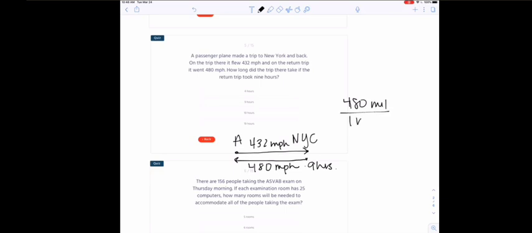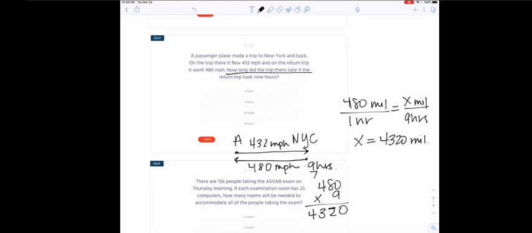480 miles for every 1 hour. That's what I do with my rate. And then I don't know how many miles, but I do know it takes 9 hours. So 1 times x is x, and 480 times 9, we're going to figure out here, 0, 72, so I'm going to carry the 7. 9 times 4 is 36, plus 7 is 43. So 4,320 miles.